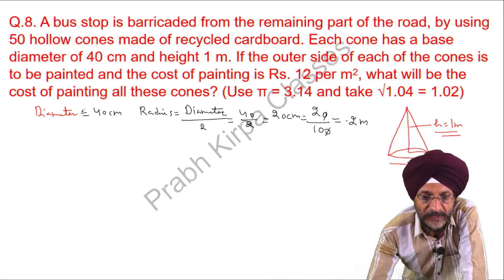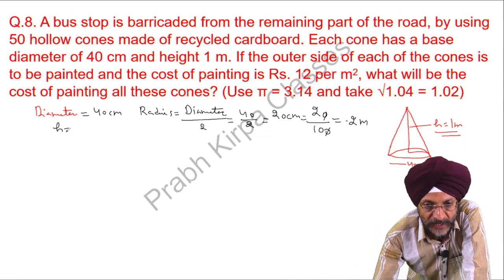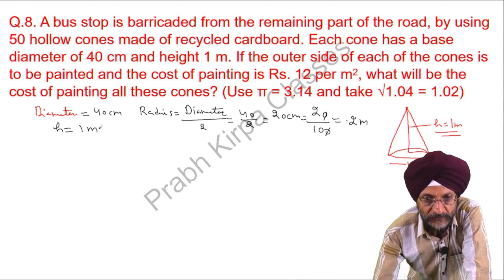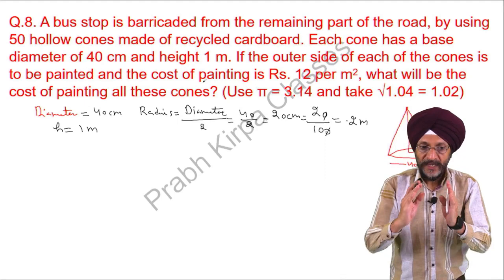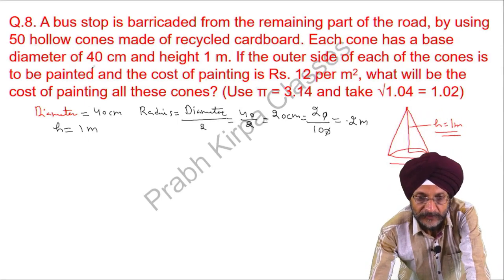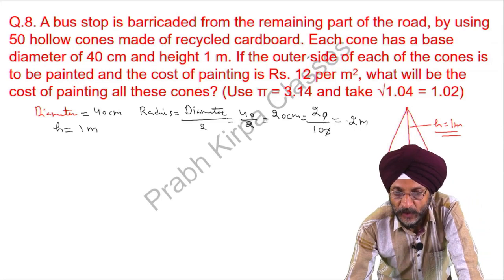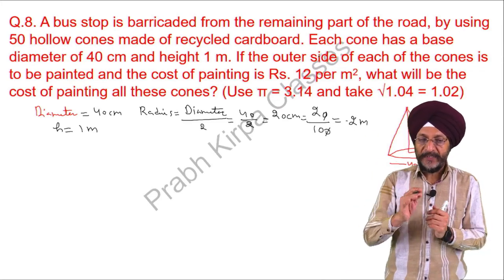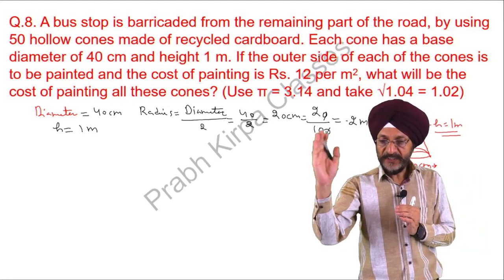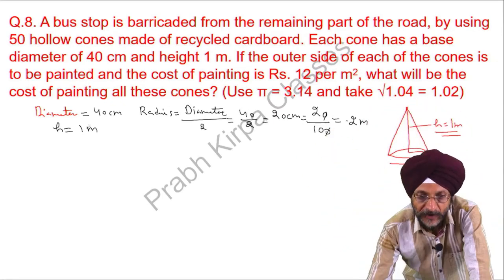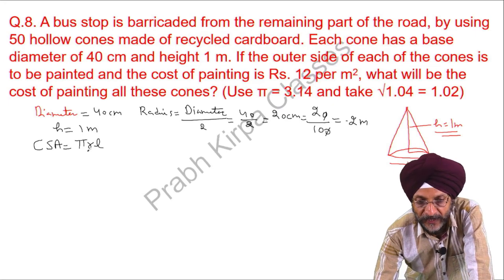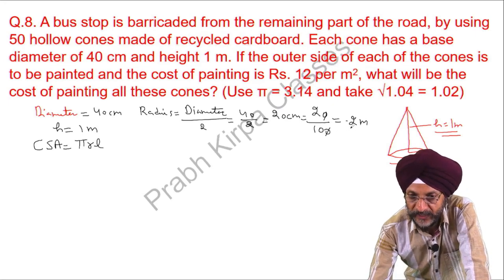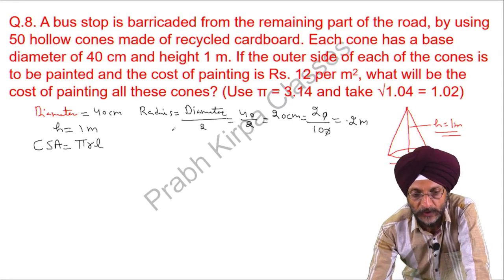Now the other value which has been given is height, h is equal to 1 meter. So each cone has a base of 40 centimeter and height 1. Now the outer side of each cone is to be painted. That is, the curved surface area of the cone has to be painted. We will find out the value of curved surface area. What is the curved surface area formula? Pi r L. Value of r is calculated here, but value of L is not known to us.